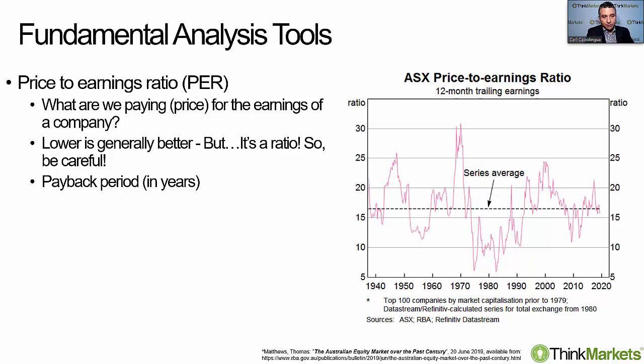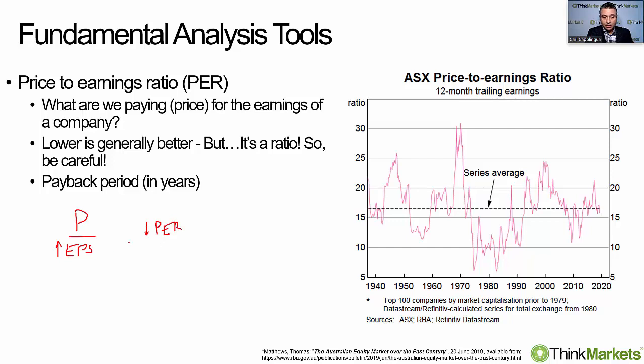The PE ratio tells us what we are paying in terms of price for the earnings of a company. I don't have the equation on screen at the moment. It is coming up in a subsequent slide, but basically it's the price divided by the earnings per share. So let's say we have a fixed price. The larger the earnings, the lower the PE ratio is going to be, and vice versa.